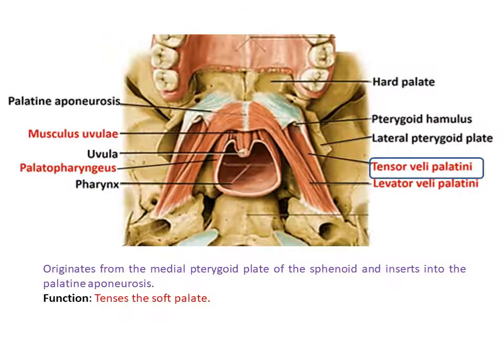Especially this muscle, which is tensor veli palatini. It is a very important muscle and very important to discuss as of its attachments. It originates from the medial pterygoid plate of the sphenoid bone and inserts into the palatine aponeurosis. Palatine aponeurosis forms the posterior border of hard palate.